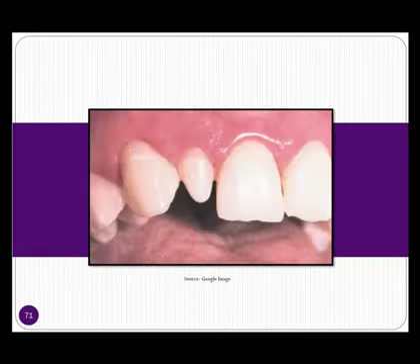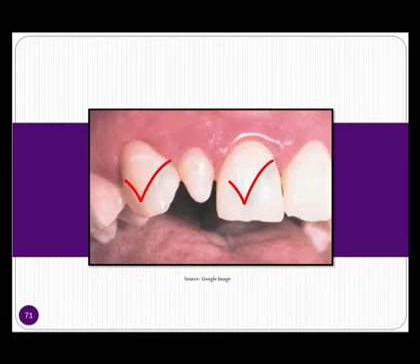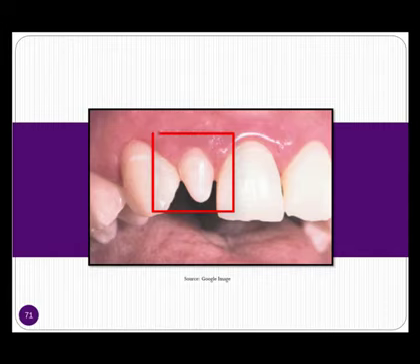Here we can see that there's a normal central incisor, a normal canine, and an abnormally small lateral shaped like a peg. So this one would be a peg lateral.